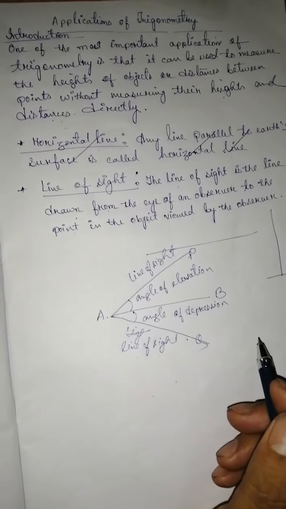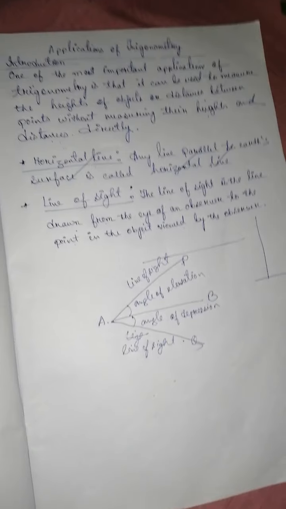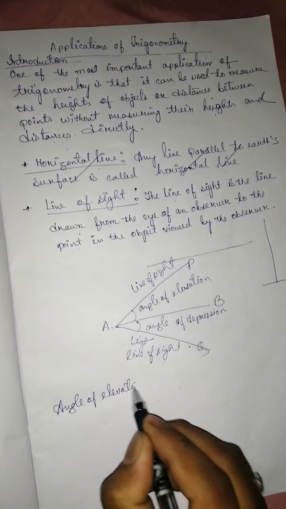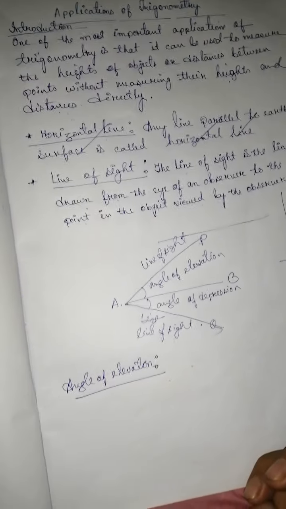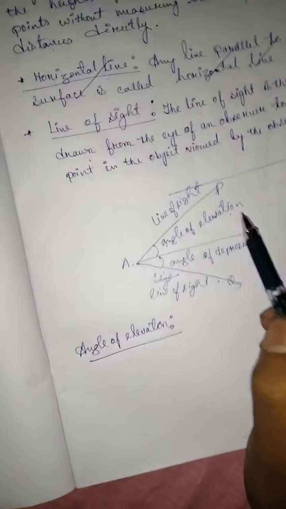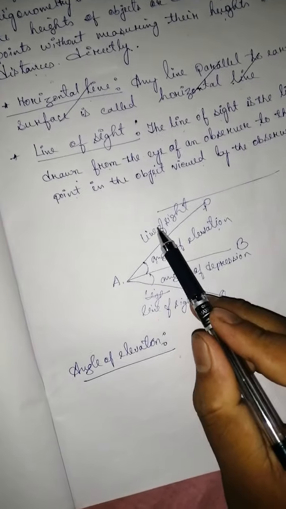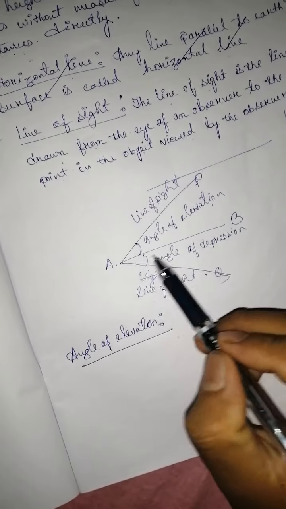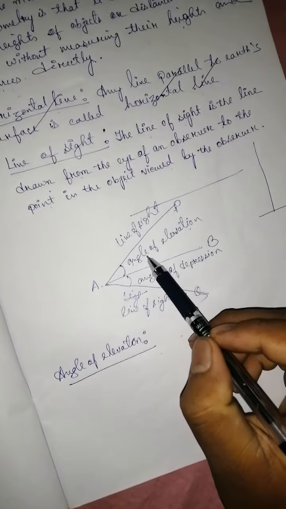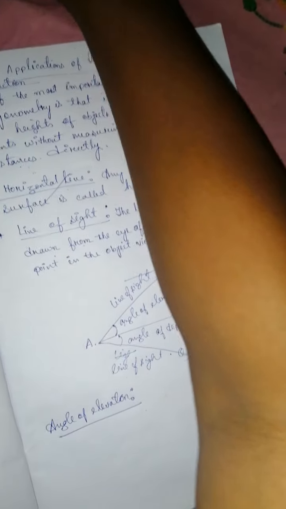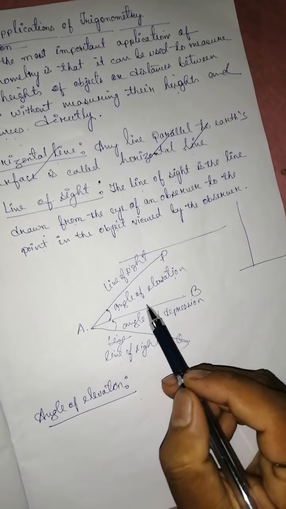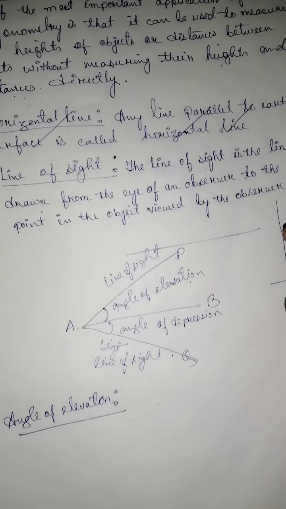So what is angle of elevation? Angle of elevation. The angle of elevation is the angle formed by the line of sight with the horizontal level when it is above the horizontal level.